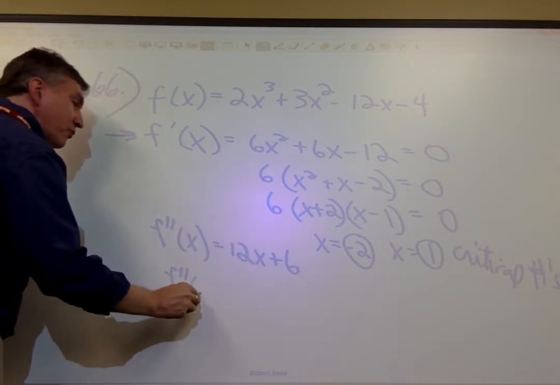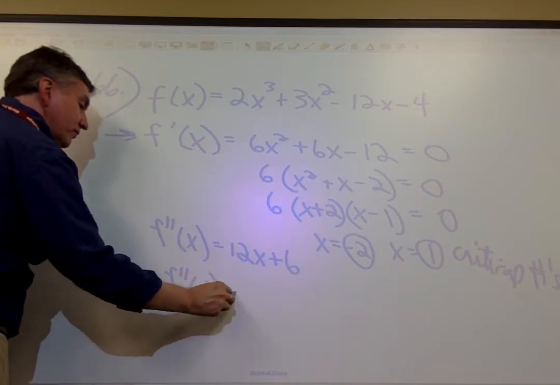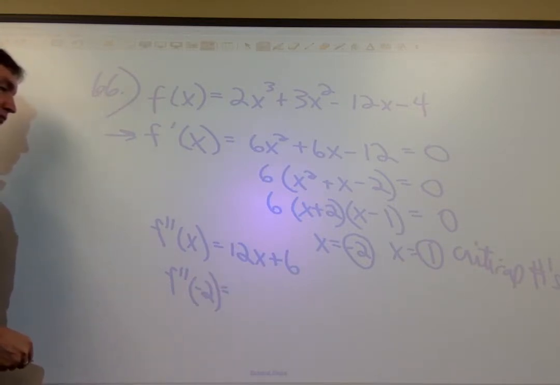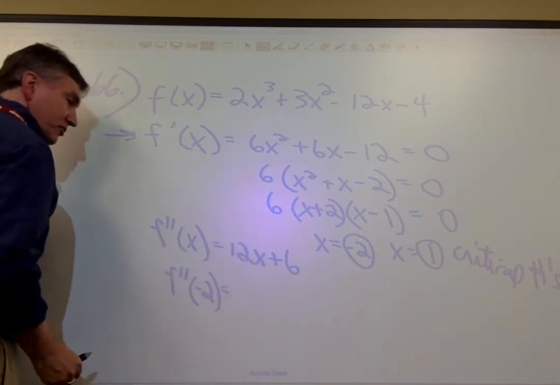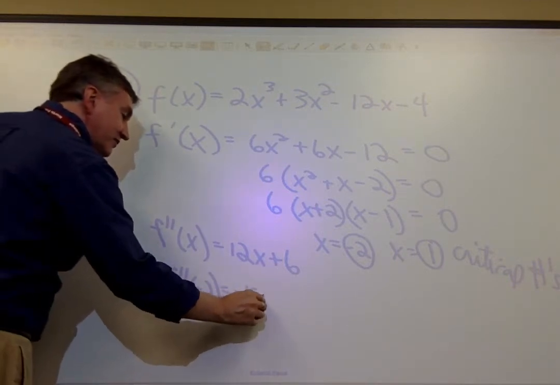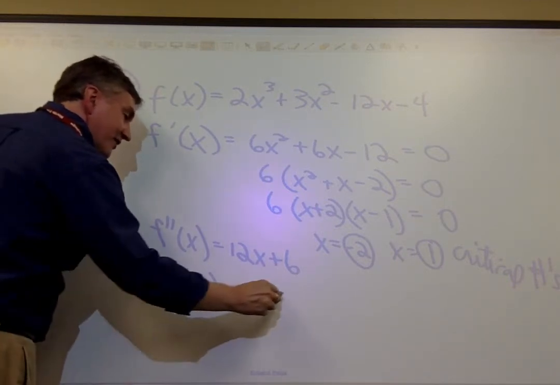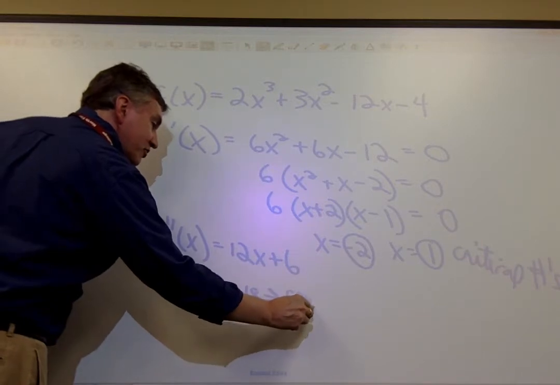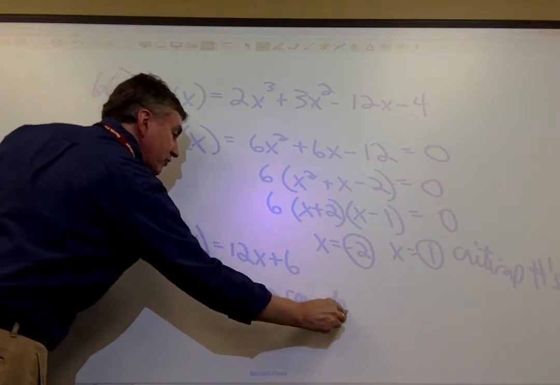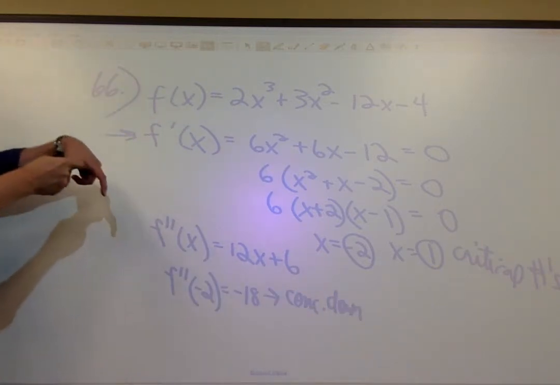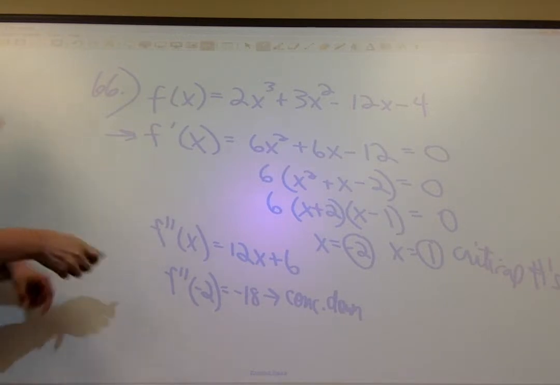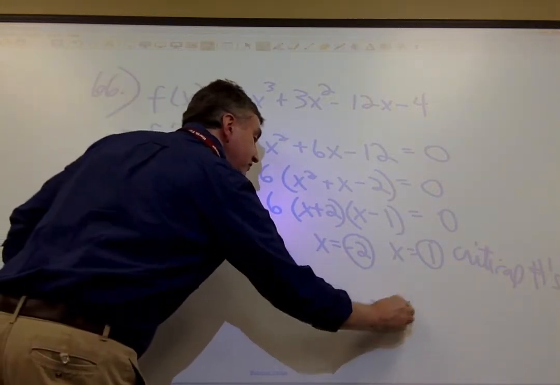What is f double prime of negative 2? It's negative 18, so that means it's an interval that's concave down. If it's an interval of concave down, that'll be the top of it. It'll be a relative max.